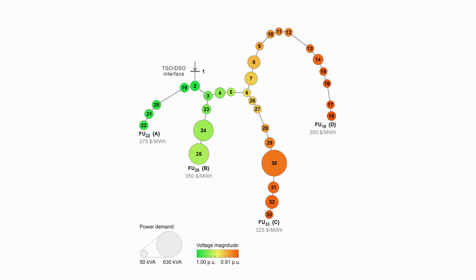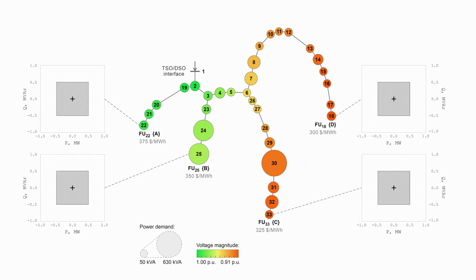To make this analysis more interesting, we placed 4 identical flexible units in this network. By identical, I mean that they have equal P-Q regulation capabilities. If we plot their capabilities here, we will see that they're indeed equal and they have these box shapes. So each unit can regulate flexible power by plus minus 500 kilowatts and plus minus 500 kilovolt ampere reactive.